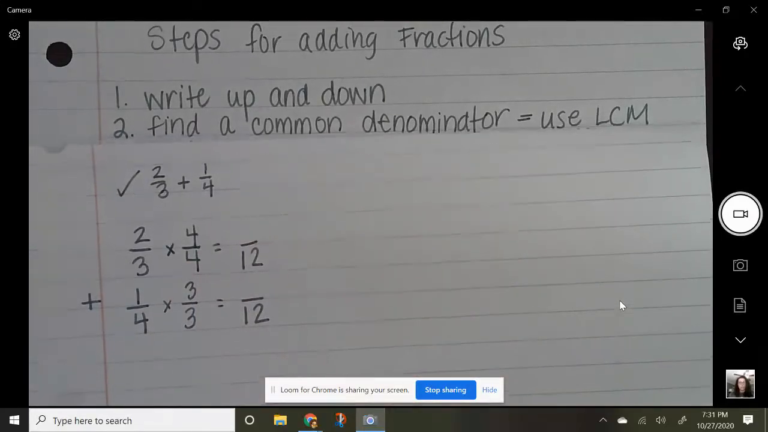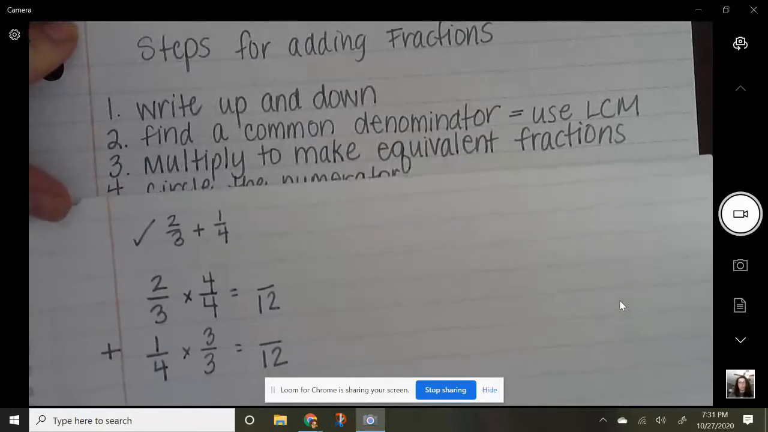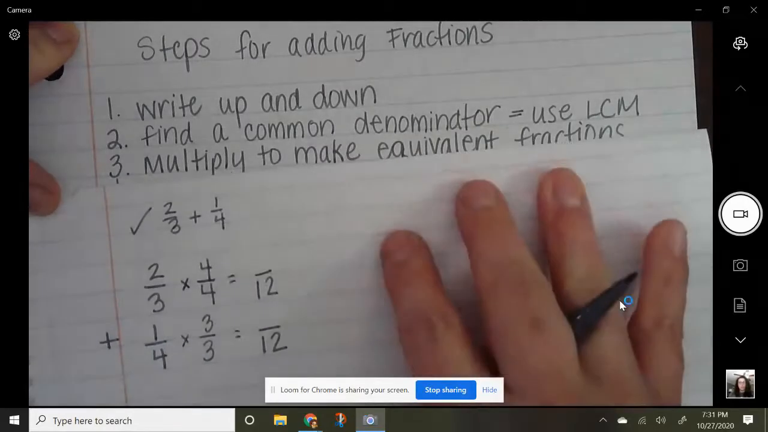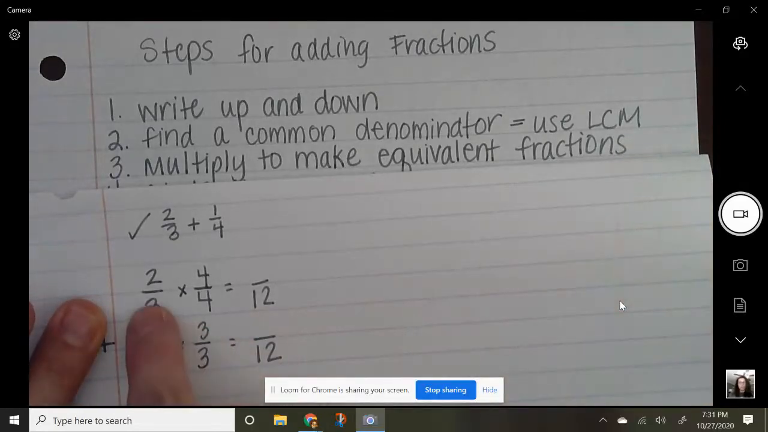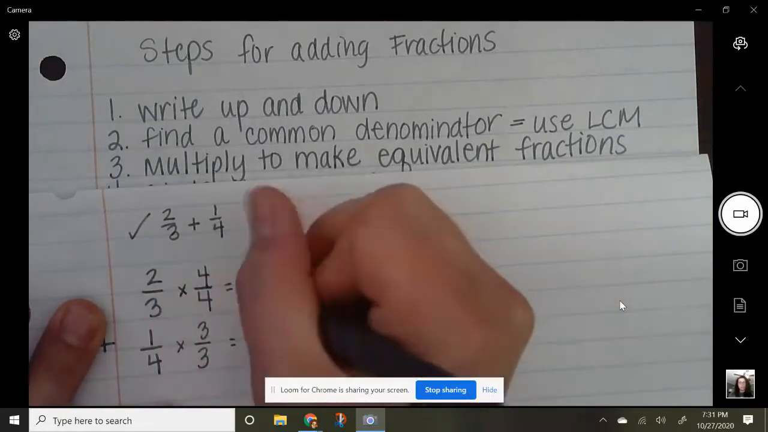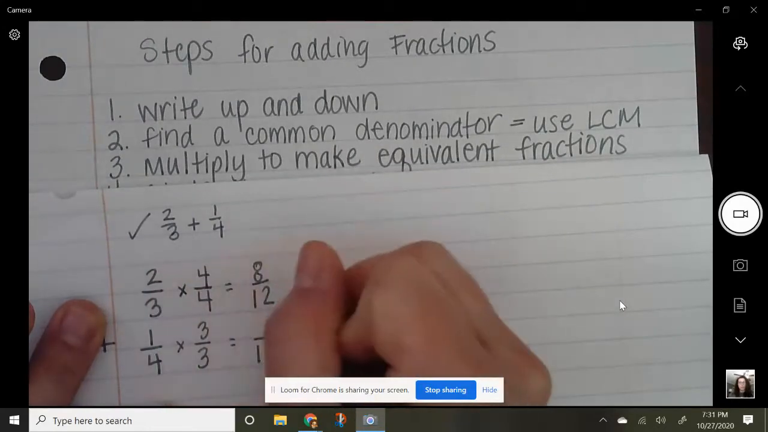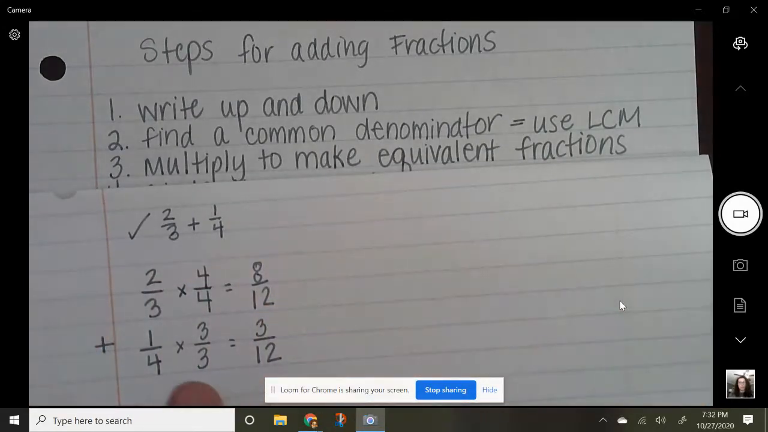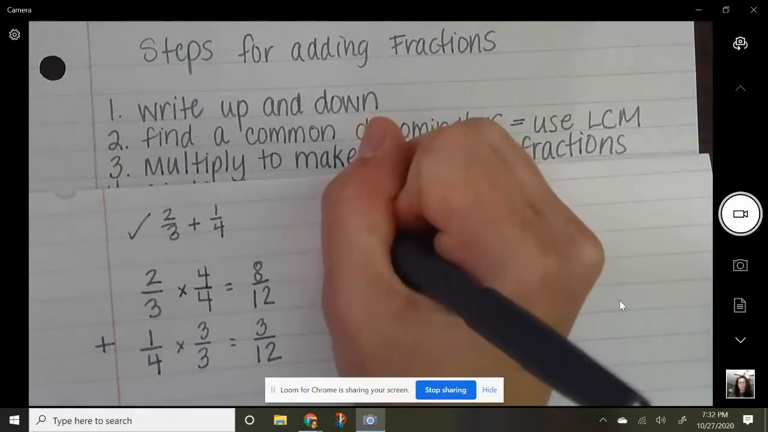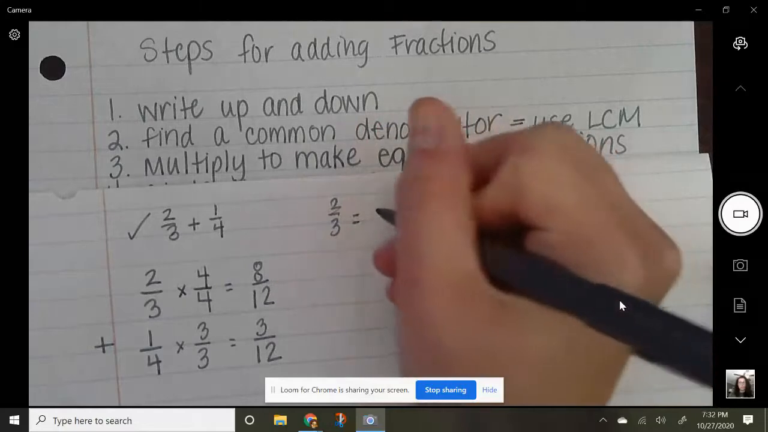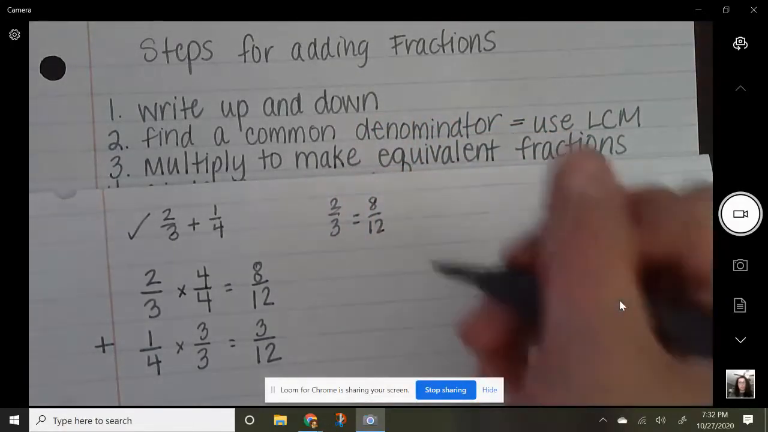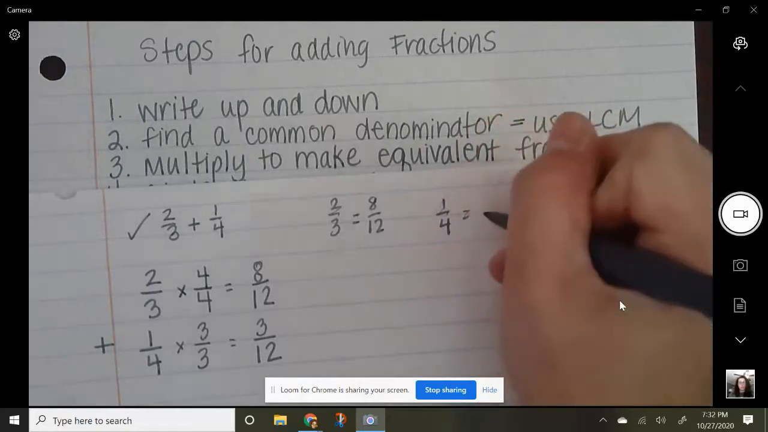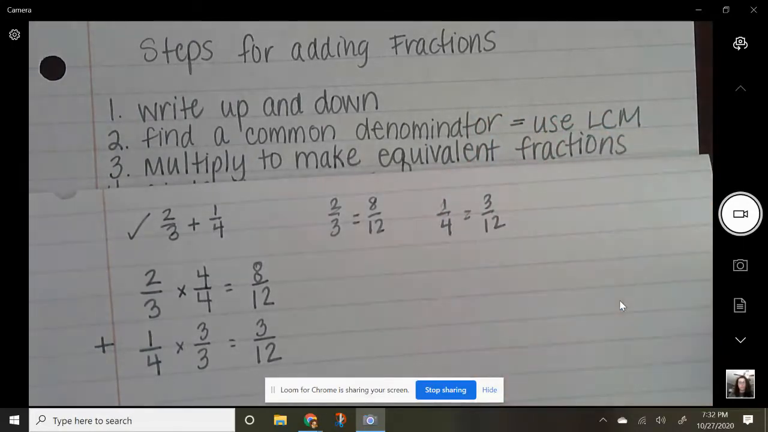All right, perfect. Step 3, multiply to make the equivalent fractions. I already did the bottoms, now I just do the tops. 2 times 4 is 8. 1 times 3 is 3. The equivalent fractions are these, just in case you're curious. 2/3 is equivalent to 8/12. That means they're the same amount. And 1/4 is equivalent to 3/12. Same amount.